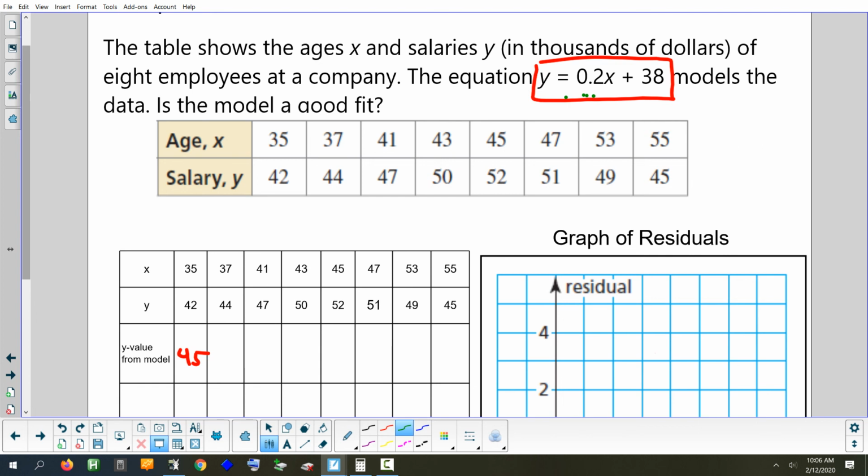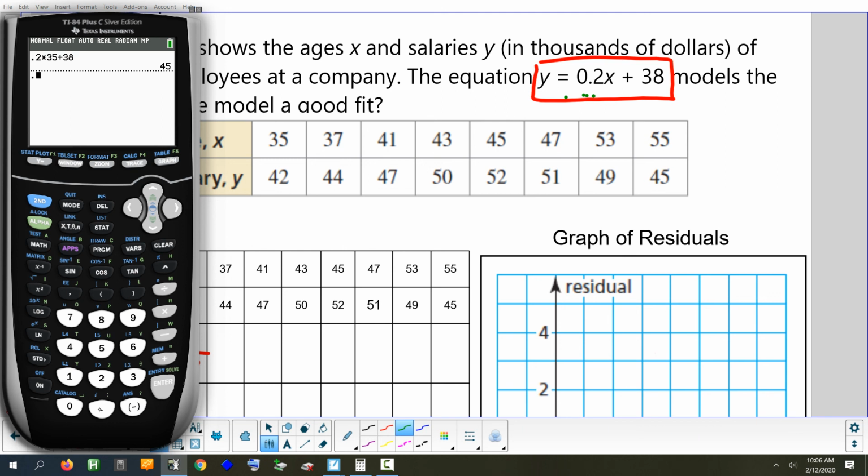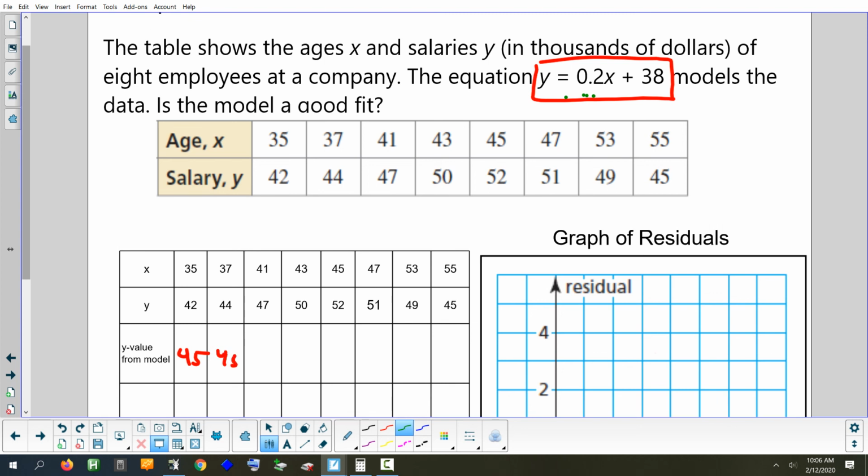Okay. How was that prediction? Was that a good one? Maybe it should have been 42. The model predicted 45. So that's 3 off from what it should be. So let's see what happens. What's the next X value we plug in? 37. Yep. So 0.2 times 37. You're going to type that in a lot. Plus 38. Let's round that. It rounds down to 45. Was that a good prediction for the Y value? Yeah, that one was even better. That's only 1 away. That's what we're hoping for.